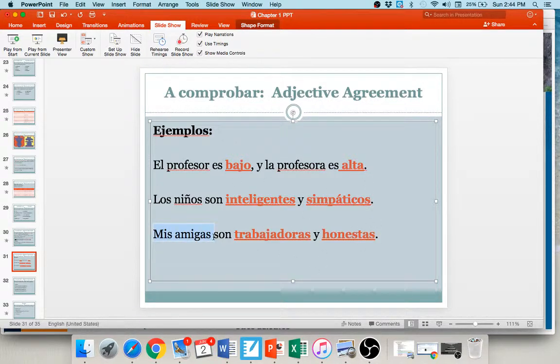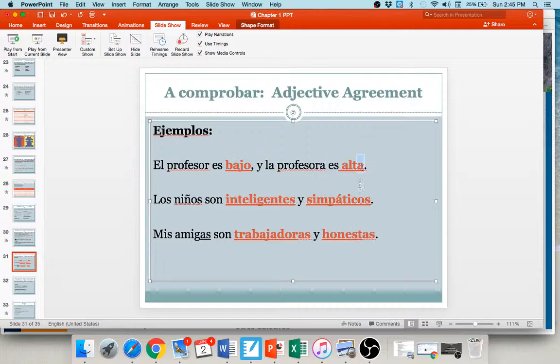Notice, mis amigas. You probably heard of your amigos or your amigas before. Amigas are female friends. There's more than one friend here, so instead of just being trabajadora, it's trabajadoras. So again, you can cheat. Amigas, trabajadoras, they're hardworking, and they are honestas. So it ends in AS, AS, AS. Amigas, trabajadoras, honestas. Niños, simpáticos. Okay, you can use that to cheat.